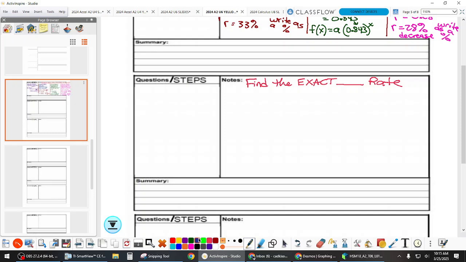Let's kind of clarify what's going to happen here. If given, usually you'll be given an annual rate. Guys, what does annual mean? That's for a year, right?